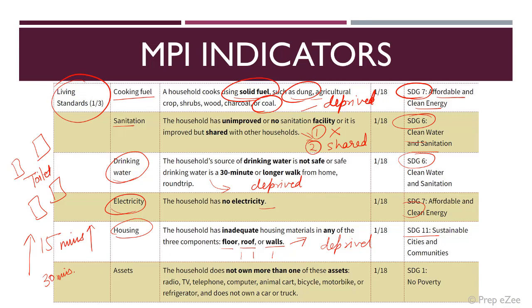If we talk about assets, any household not owning more than one of these assets, that is radio, TV, telephone, computer, cart, bicycle, motorbike, refrigerator, car or truck.